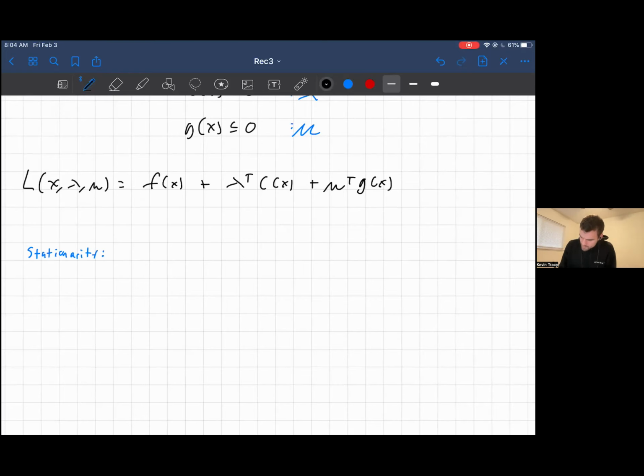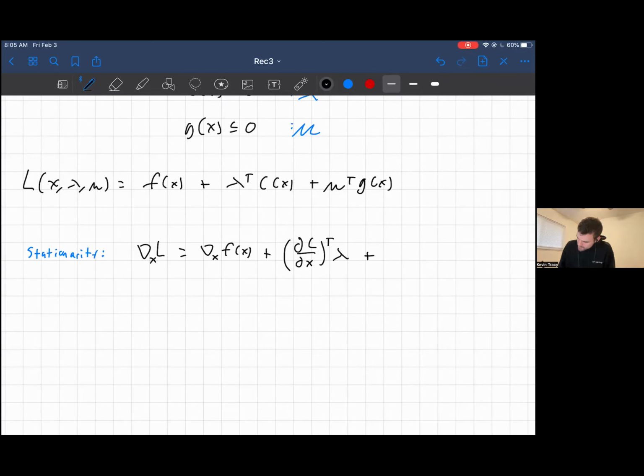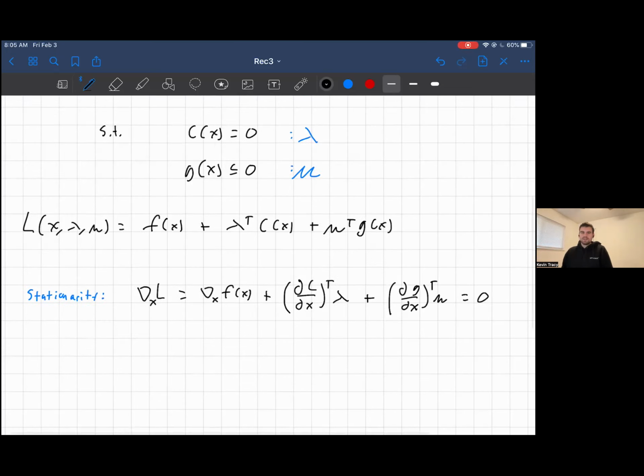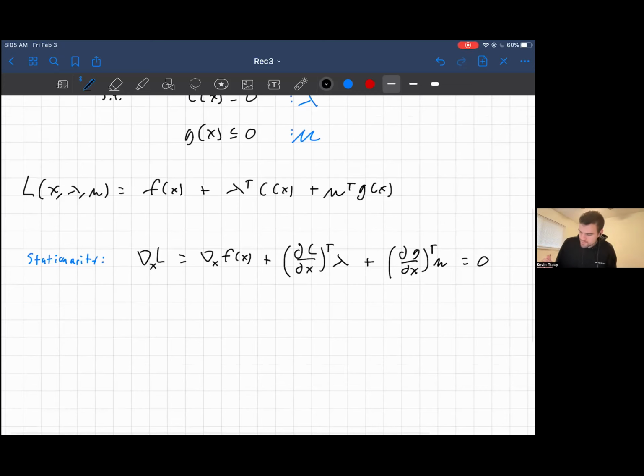Stationarity just says that the gradient of the Lagrangian with respect to x must be equal to 0, which in this case is the gradient of the cost function, and then I'm going to have the Jacobian of the equality constraints transpose lambda, plus the Jacobian of the inequality constraints transpose mu equals 0. And again, I didn't say anything about this problem being convex or non-convex. These are just the first order necessary conditions for any optimization problem that takes this form right here. And so the first step was our condition for stationarity.